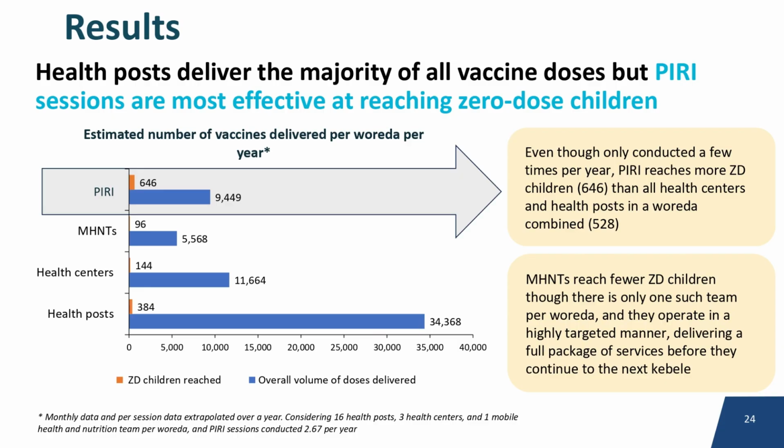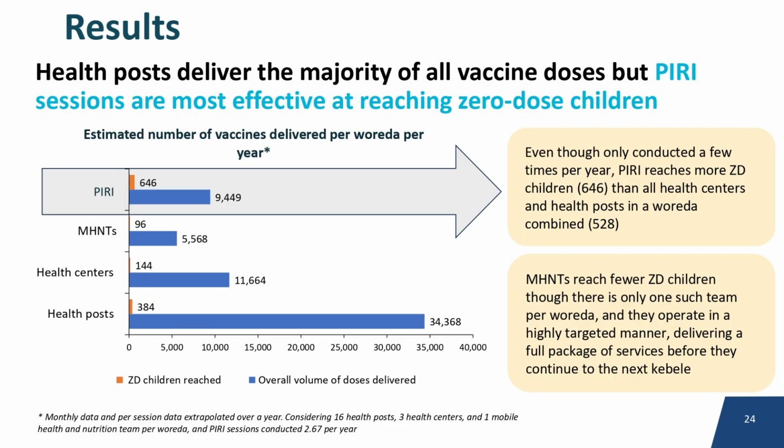And the results, when we see our results, first in terms of vaccine volume delivery, health posts deliver the majority of the vaccine doses, but in terms of reaching zero-dose children, PIRI was the most effective. As we see from the graph, health posts delivered about 34,000 vaccine doses, but they reached about 384 zero-dose children, and health centers also reached about 144, but PIRI reached 646, more than health center and health post combined.